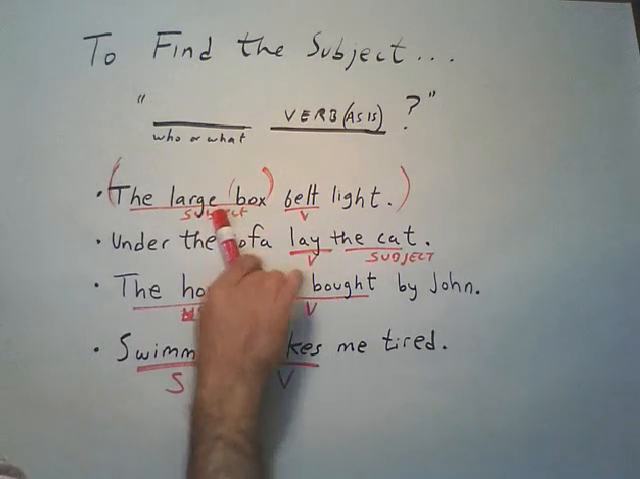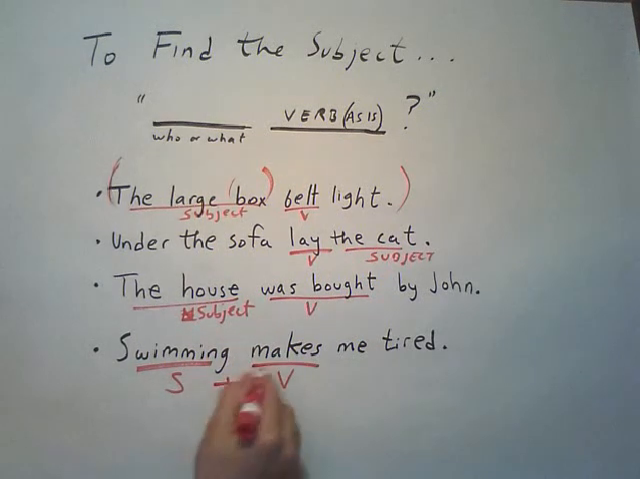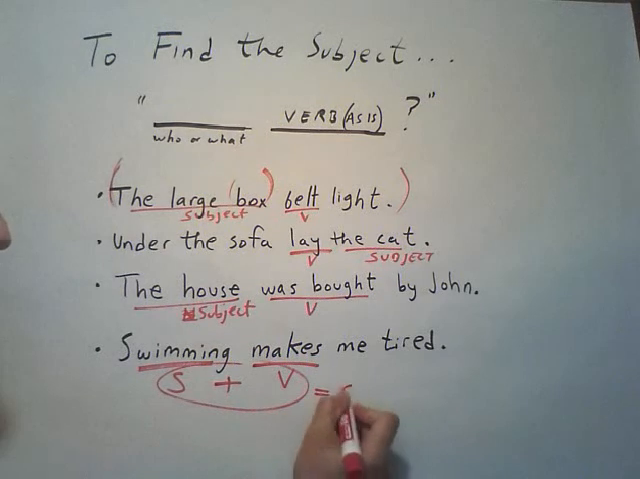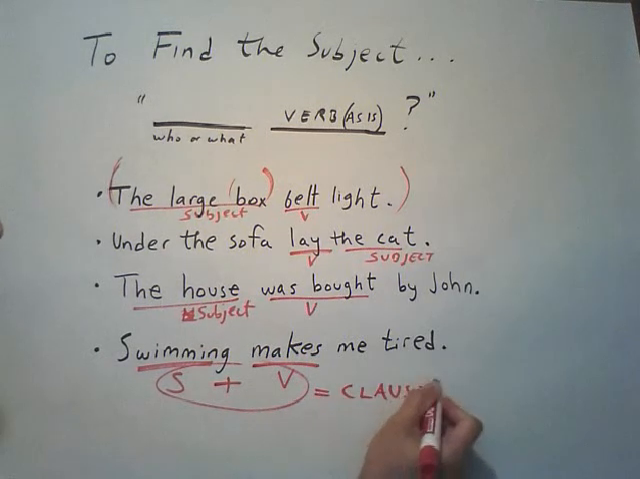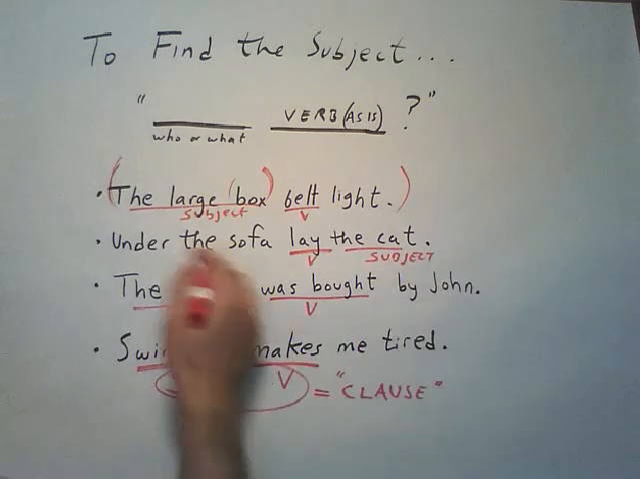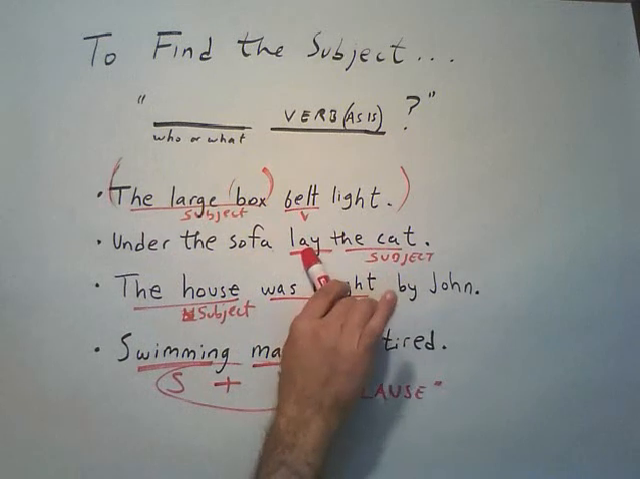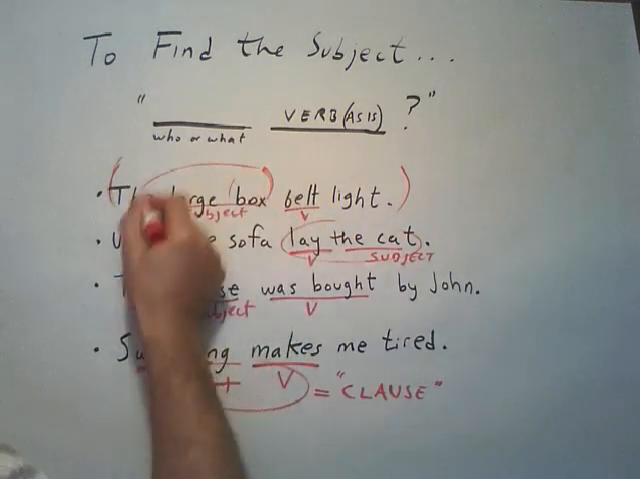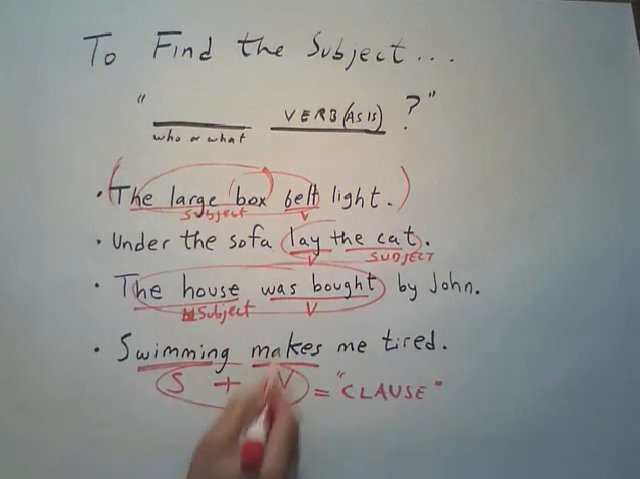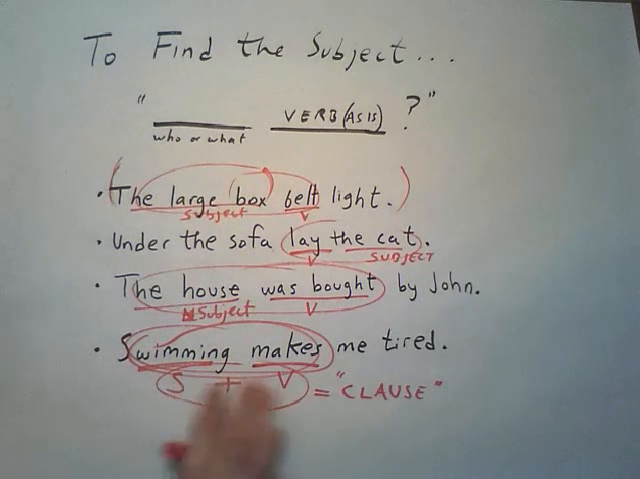Now, notice we have subject, verb, subject, verb, subject, verb. We can put the plus sign in there if you want. The subject plus the verb equals a clause. And that's it. So when you hear the word clause here, you should think it's a subject and verb pair. Now, all this other stuff, under the sofa lay the cat, that's not part of the clause. The clause is lay the cat, the subject and the verb. So this is the clause, this is the clause, and this is the clause. A clause is simply the subject and the verb and nothing else.